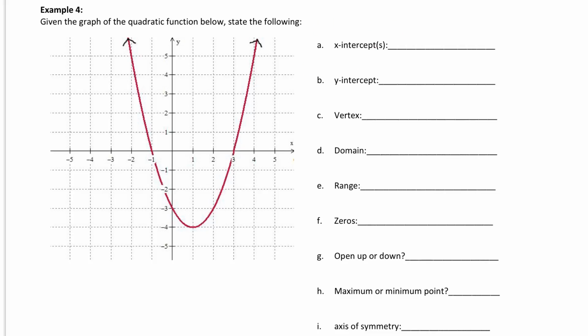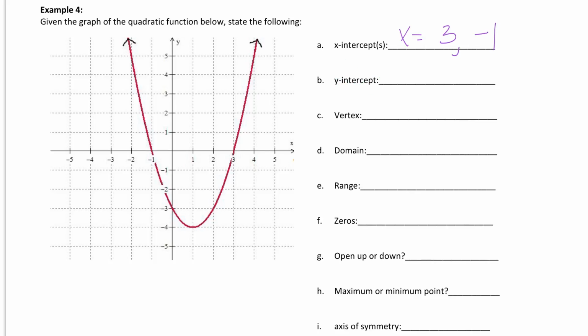Well, the x-intercepts are going to be just like when we found linear x-intercepts. It's where the graph crosses over the x-axis. Here's my x-axis, so I'm looking at what x values my graph crosses over. And I can see my graph crosses over here and over right here. So at -1 and 3. So I can say my x-intercepts are when x equals 3 and -1.